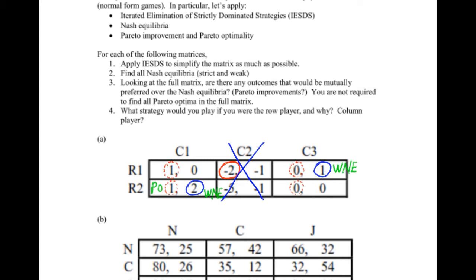And as we saw, it's also a weak Nash equilibrium. So that suggests, I'll just point this out, that one of these weak Nash equilibria is maybe preferred over the other one, because both players would rather be at this weak Nash equilibrium than this weak Nash equilibrium.